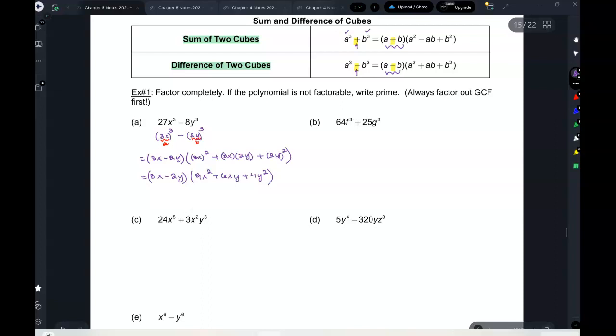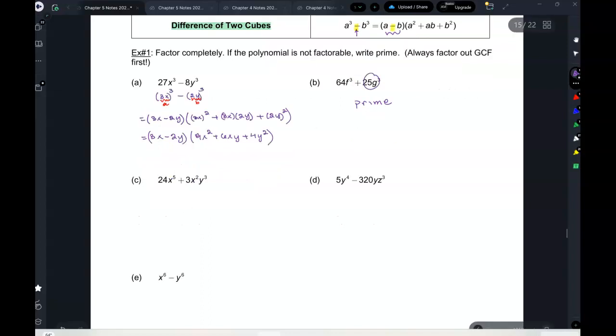So here, 64f cubed. That's like 4f to the power of 3. But what about the 25? Is that a perfect cube? No. So this is prime, because of the 25. Okay?